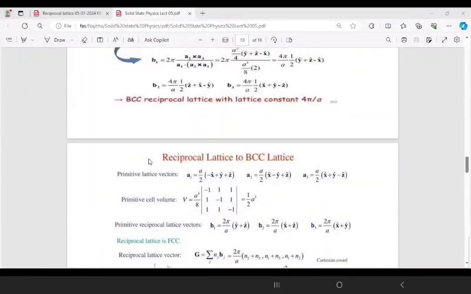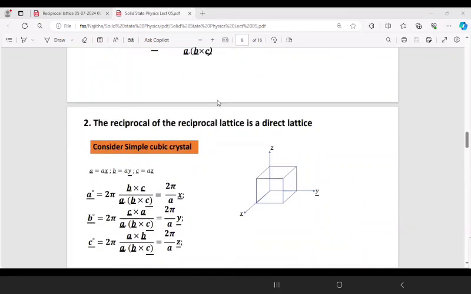Do you have any doubts with this section? Because I'm going to end this section and start a new section. Do you have any doubts related to this section? I think you are clear. I taught atomic packing fraction, crystal directions, crystal planes, crystal diffraction, reciprocal lattice vectors. So everything I taught to you.